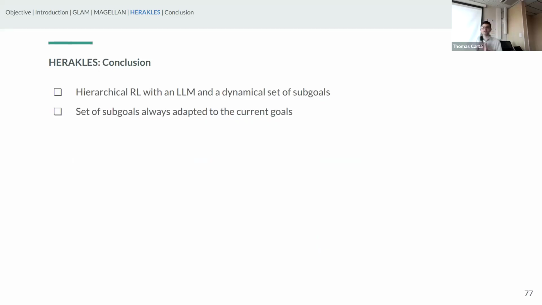In conclusion, in Heracles, we have shown that we can use an LLM as a high-level policy in a hierarchical RL setup and accommodate a dynamical set of sub-goals that is always adapted to the task at hand. And so we can easily learn new skills and progress, because the sub-goal set is always adapted to the difficulty we are trying to tackle.